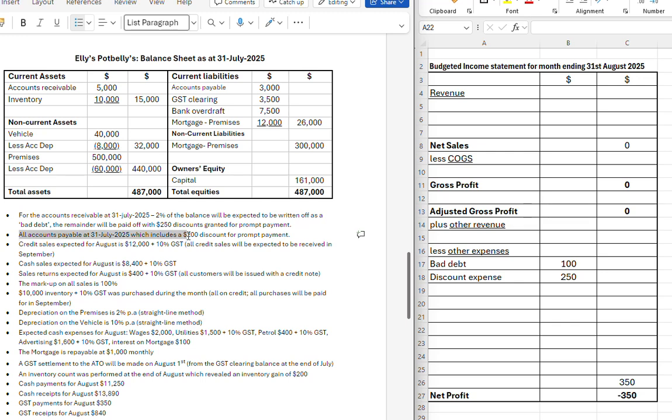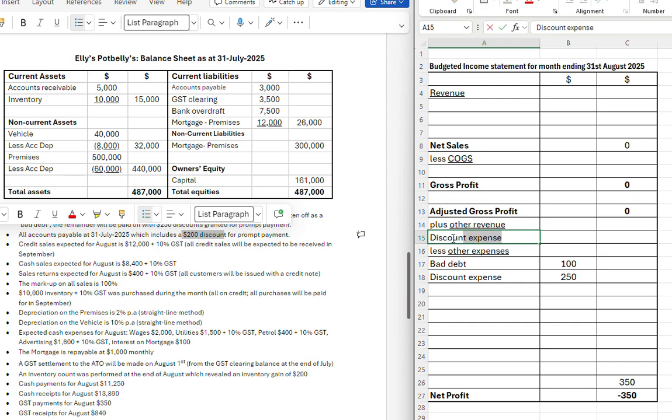So all accounts payable will be paid off. That's irrelevant to the income statement, but what is relevant is this $200 discount. Now that $200 discount is revenue because it satisfies the criteria. It decreases a liability to our accounts payable and increases OE in terms of profit. It's not trading revenue, so it doesn't go up the top here. So we need to report it under our other revenue, our non-trading revenue. So we're just going to call that discount revenue, 200.